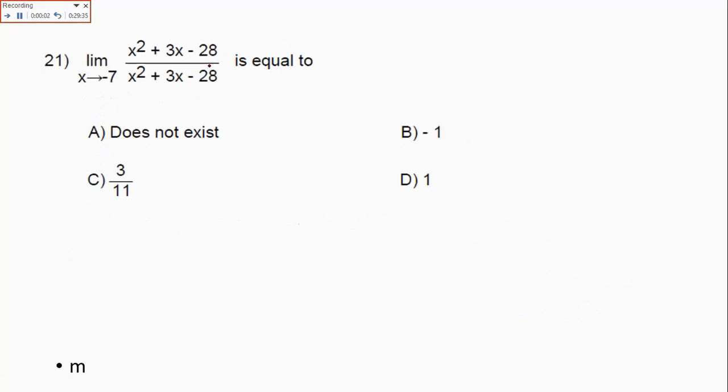Next is this. You don't really have to solve. Is the denominator same as the numerator? Yes, they are same. Square, you have x squared. 3x, you have 3x. Negative 28, you have negative 28. Just this is equal to 1. Limit of any constant is what? The constant itself, right? Everybody? So the answer is D. Okay. Let's go ahead and go to the next.